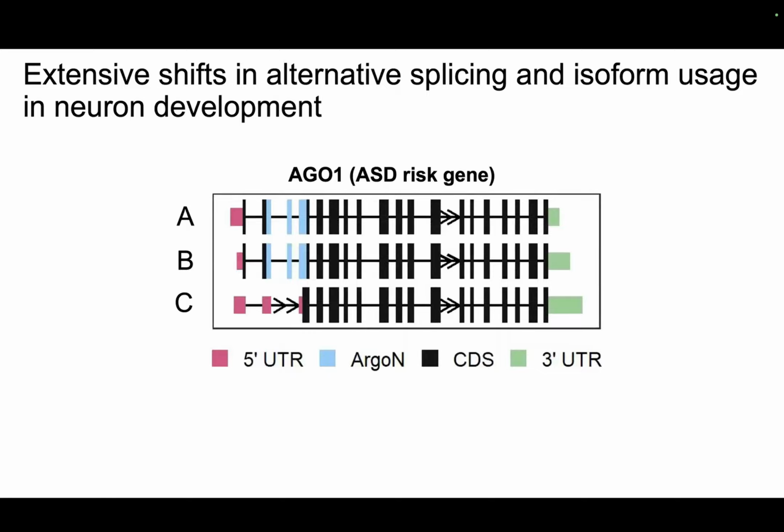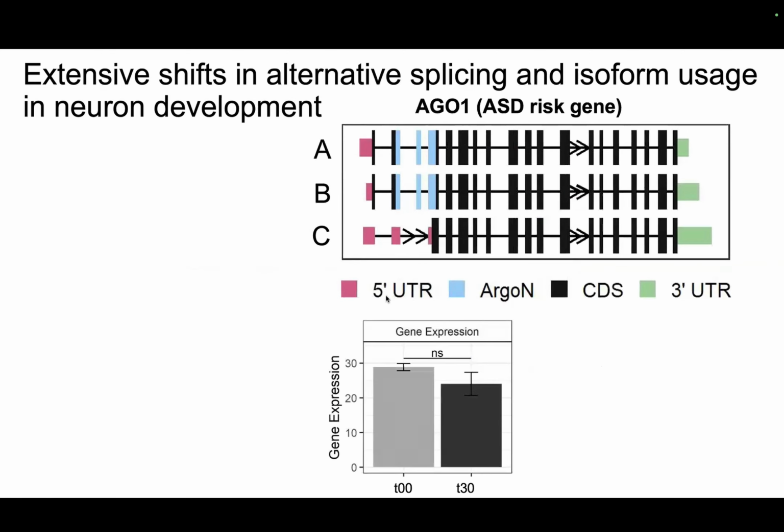Okay, and then I'll say a little bit more about this in a sec. So we have these 3 isoforms. The first 2 isoforms, A and B, are known, meaning that they're in GENCODE, and this 3rd isoform is NIC, meaning that it's novel. And so we can look at total gene expression of this gene. This gene is not differentially expressed between time point 0 and time point 30. There's no change in the overall gene expression.